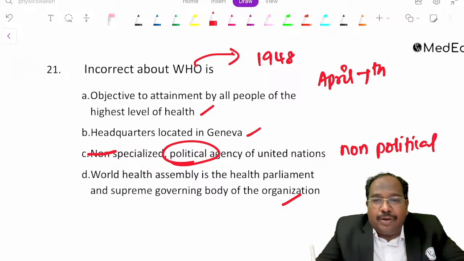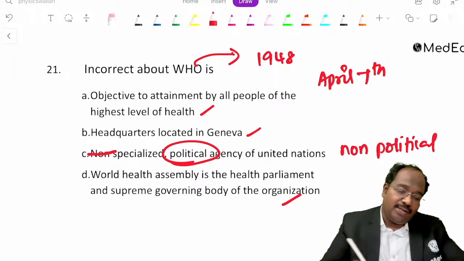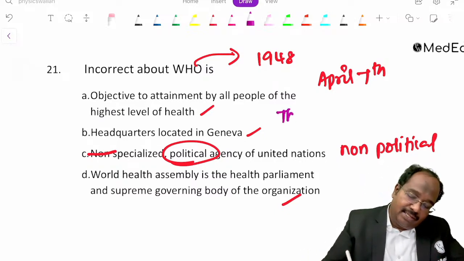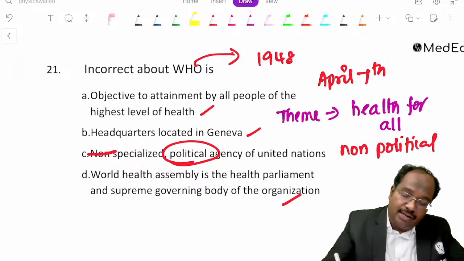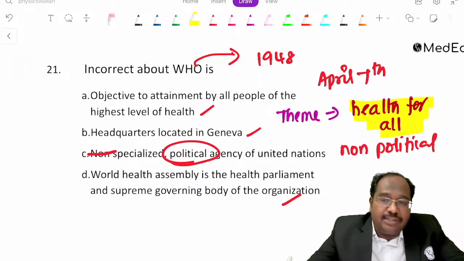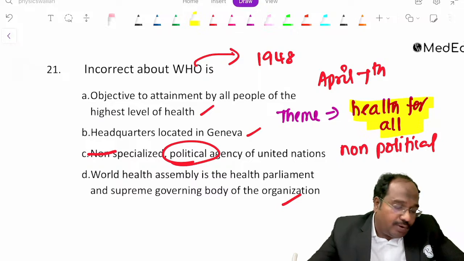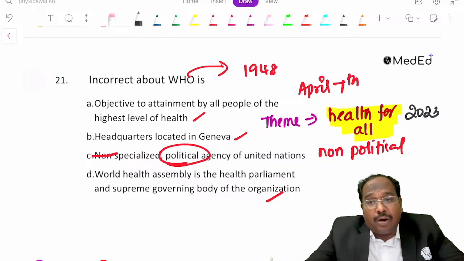Now think and answer. Tomorrow, I think, is April 7th. So what is the World Health Day theme? Can anyone tell me what is the theme for this year, tomorrow? The theme is health for all. This is the 75th anniversary of World Health Day. The theme for this year 2023 is health for all.